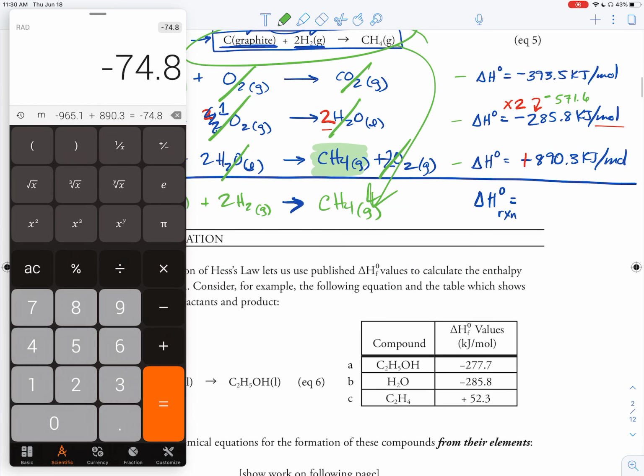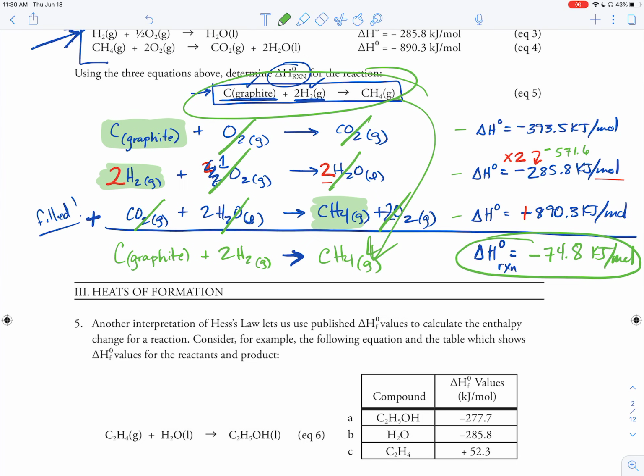Let's pull that back up. This is negative 74.8 kilojoules per mole. And so this value is the value that this entire reaction up here should produce. It should give off 74.8 kilojoules. And how do I know it gives off? Because it's a negative value. And so that's an exothermic reaction.